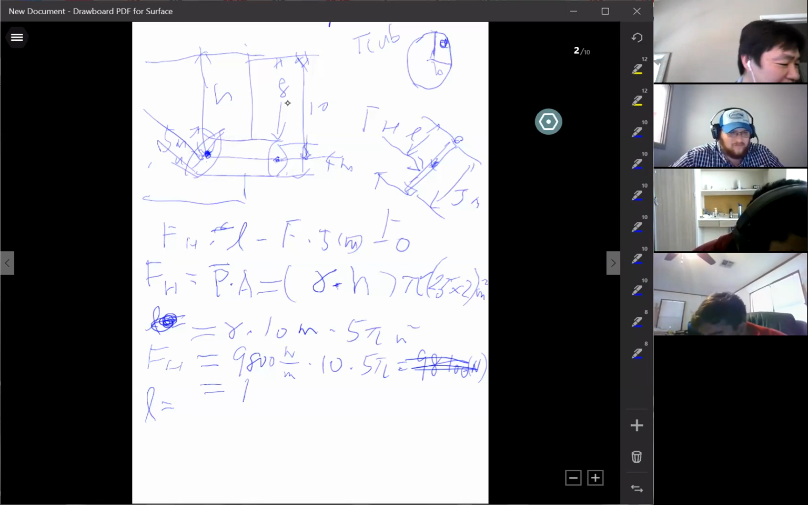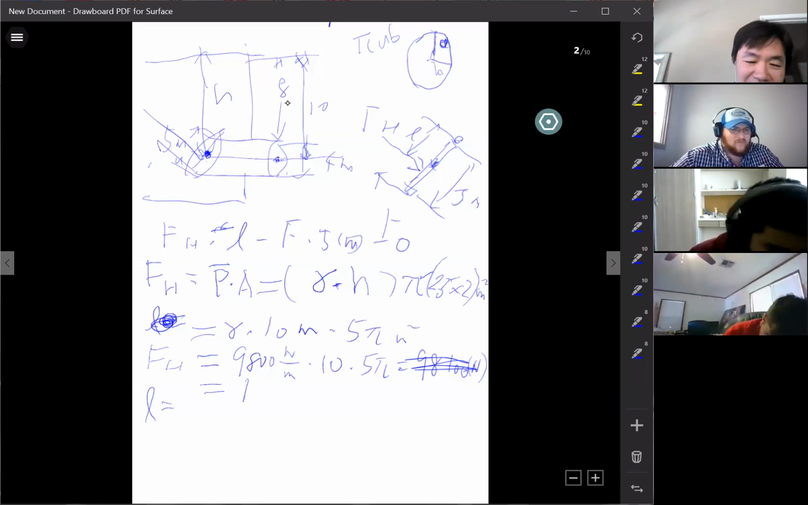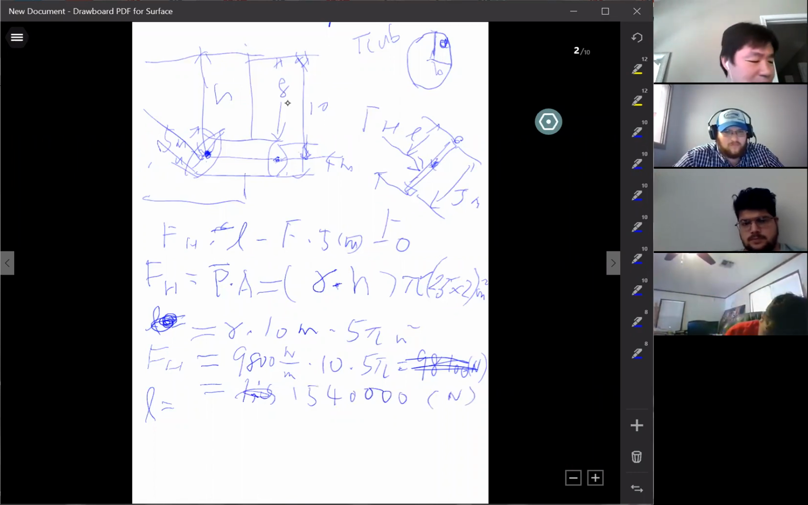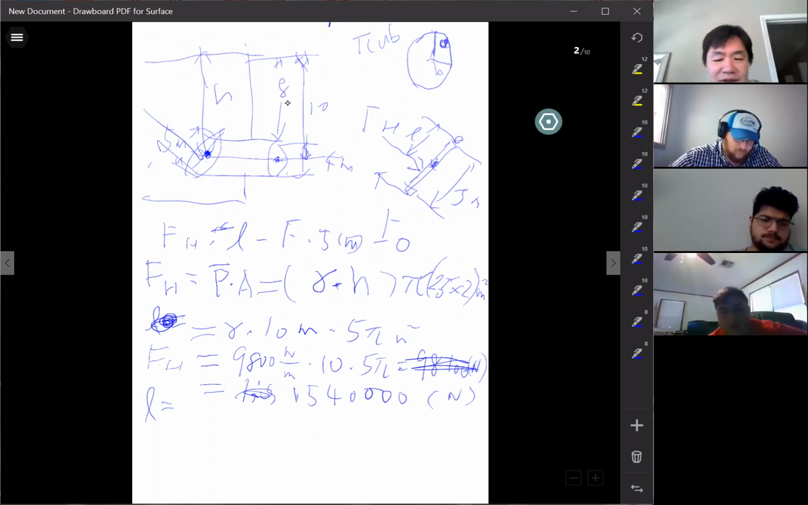So what is the value? 1 million, 1.5? 1,538,600. Okay, 1,540,000, let's just do this. It doesn't matter to be that accurate. I think the book says 1.54 million Newton.